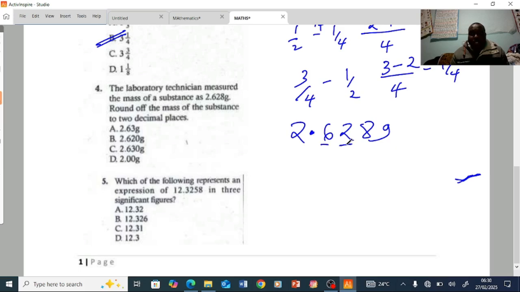Now when you reach here, look at the number that is in front of where you have stopped the 2 decimal places. If the number is 5 or more, then it is going to increase this number by 1. If it is less, it will not. Because 8 is more than 5, it will increase this number by 1. So the number is 2.63 grams to 2 decimal places.